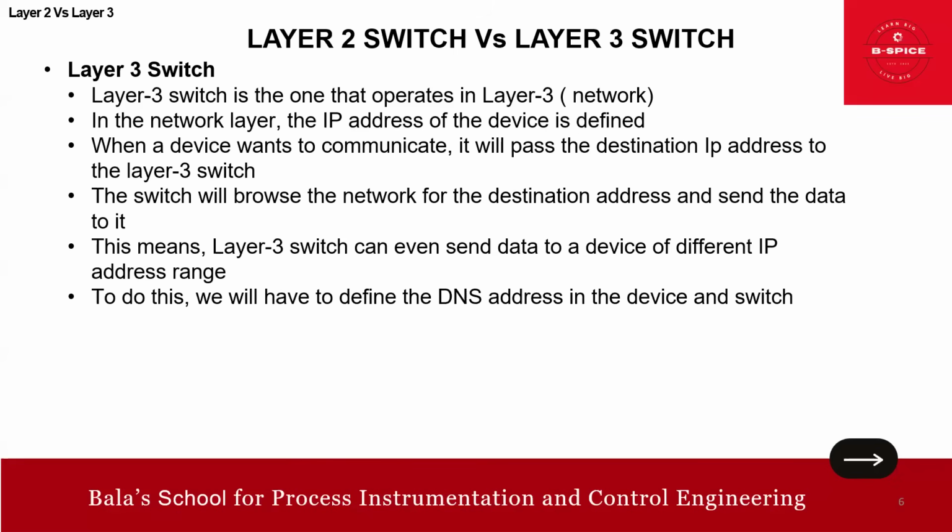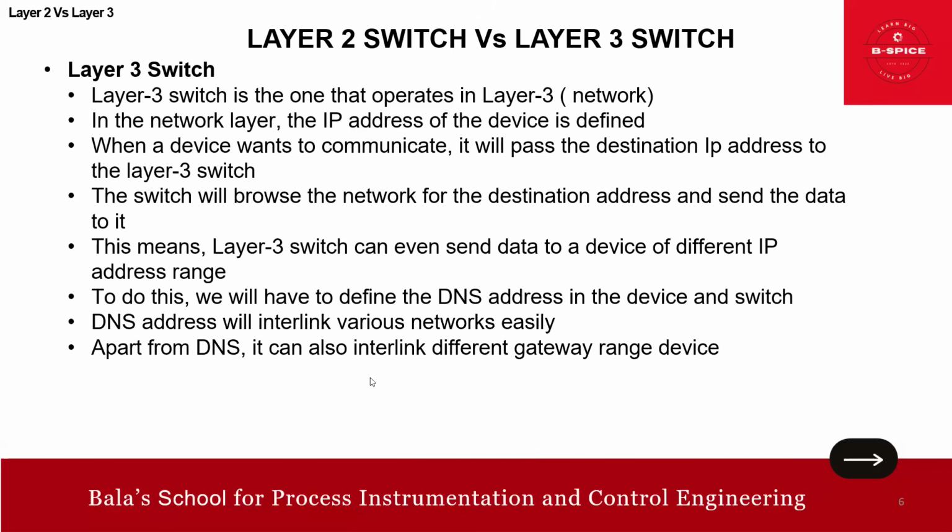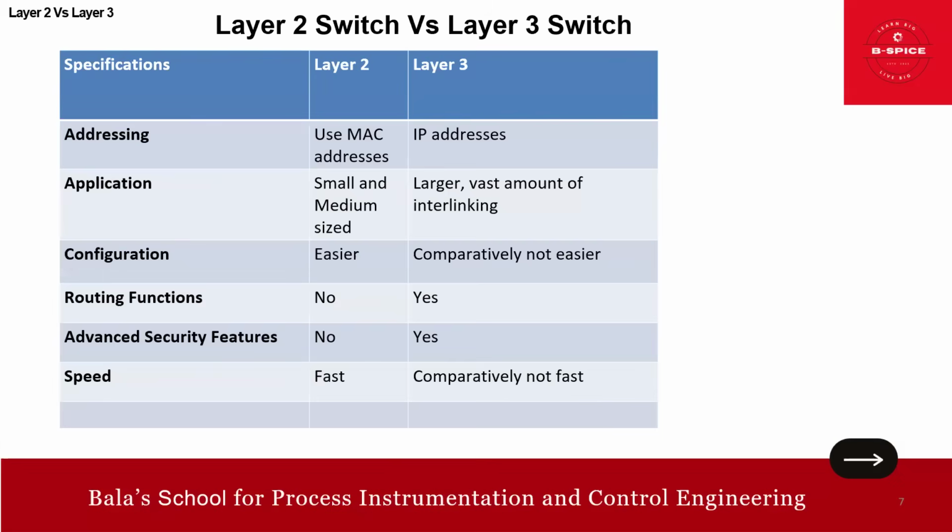into IP addresses, friends. That's it. That computers use to identify each other on the network. DNS converts domain names into IP addresses, making it easier for users to access websites without remembering the numerical IP address. Good to go. So a DNS address will interlink various networks easily. Apart from DNS, it can also interlink different gateway range devices. Okay, so this is about the layer 3 switch.